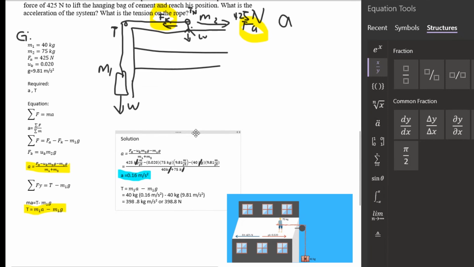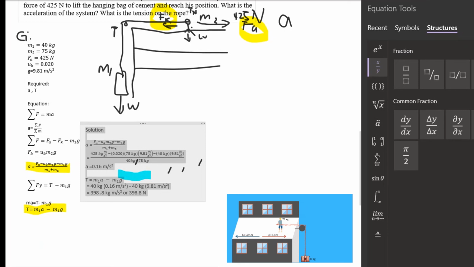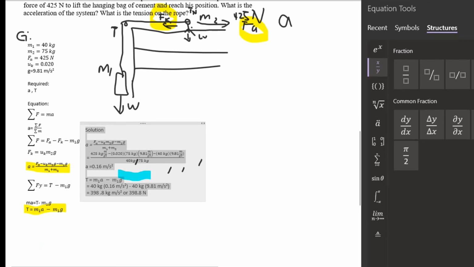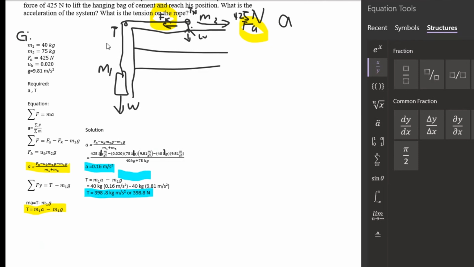So we have the solution now. As you can see, you've already answered what is required to find. We have the acceleration of the system in this one, and the tension force exerted by the rope on the hanging object. So I think we can write the final answer.